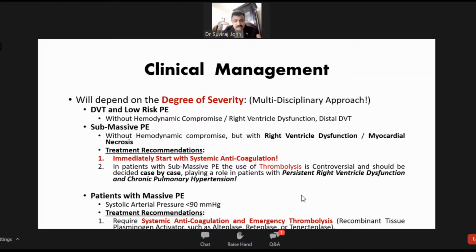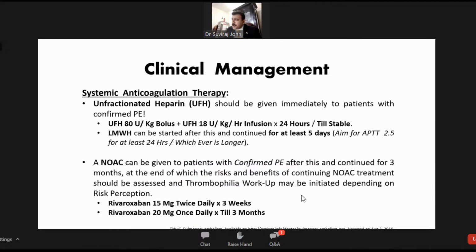I'll come to the details. The role of thrombolysis in this is a little controversial. I'll stay out of it right now. Those with massive pulmonary embolism, essentially those who are unstable with a systemic arterial pressure of less than 90 millimeters of mercury, start systemic anticoagulation and plan for emergency thrombolysis, essentially recombinant tissue plasminogen activator, one of the options there.